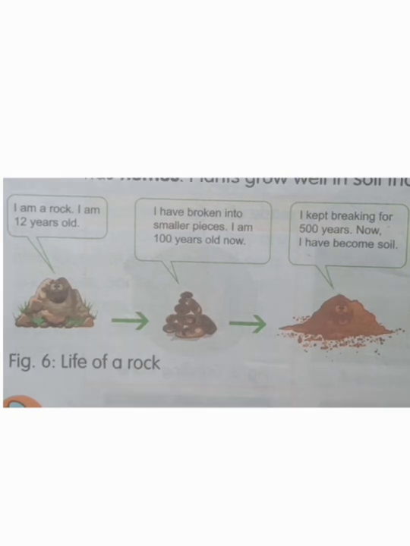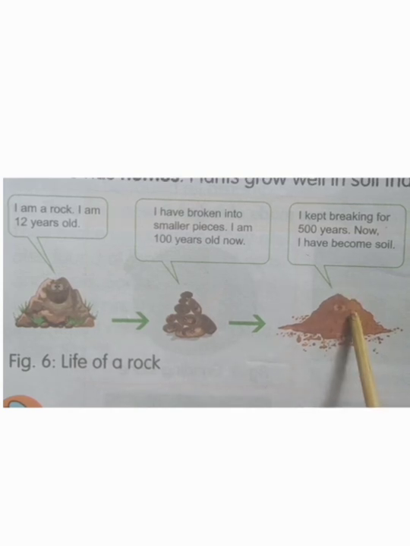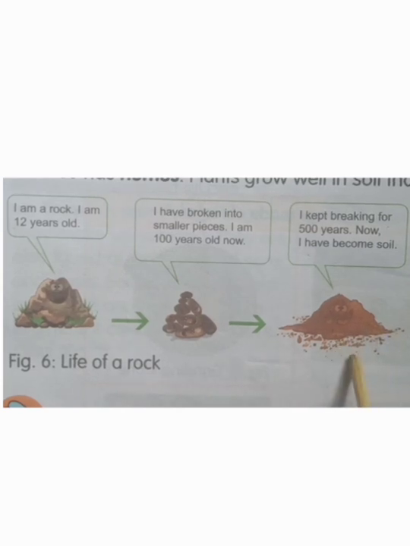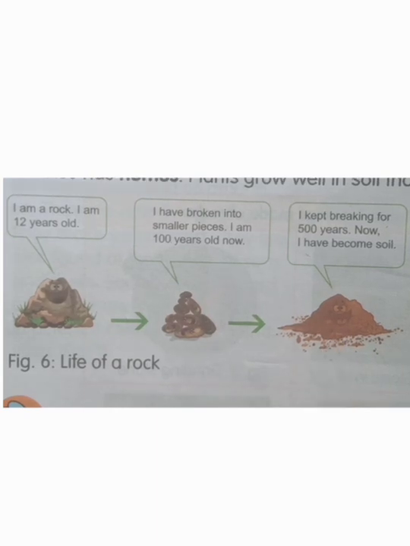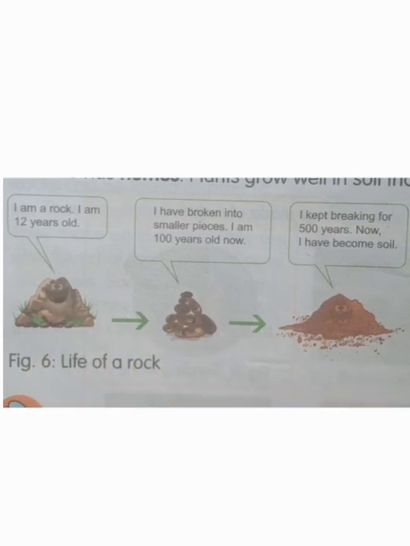So how does soil move to other places? Wind, rain and rivers carry this soil to different places, and dead plants and animals mix with the soil to make it fertile. So soil is formed when rocks keep breaking into smaller and smaller pieces. You can see in this picture, this is the way soil is formed on the earth.